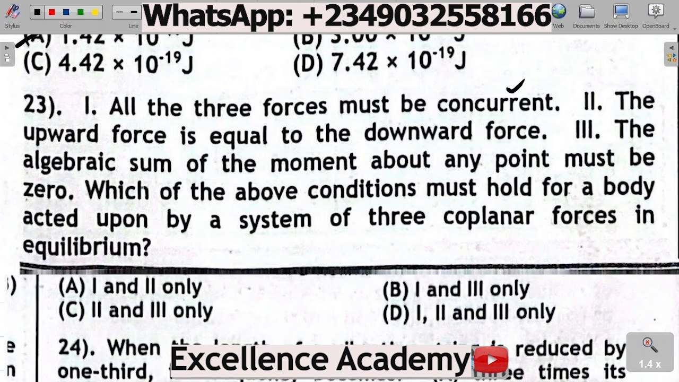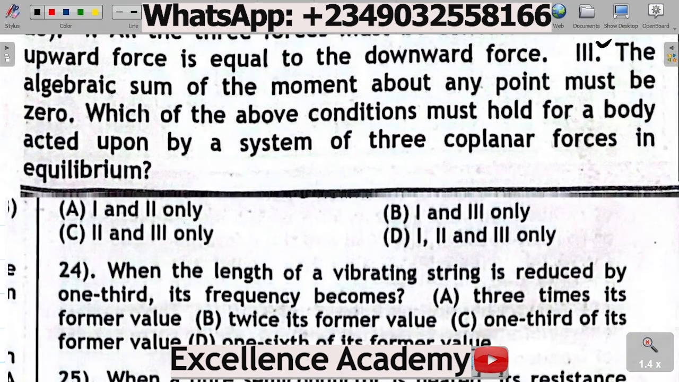Second one says the upward force is equal to the downward force. When you resolve these forces to upward and downward forces, yes, the upward forces should be equal to downward forces for equilibrium. So number two is also correct. Number three says the algebraic sum of the moment about any point must be zero. This is also true for forces at equilibrium. In essence, number three is true. So the correct answer there is one, two and three, which is D. So all three are correct, and D becomes the correct answer. All right, let's move on to the next question.